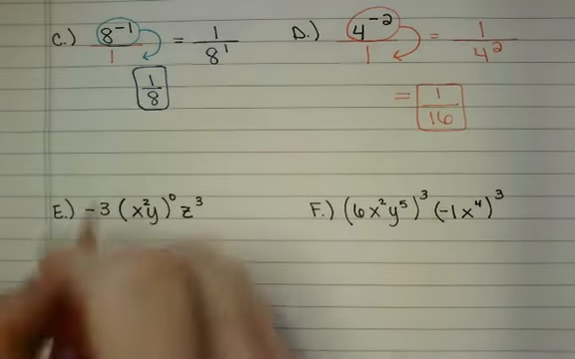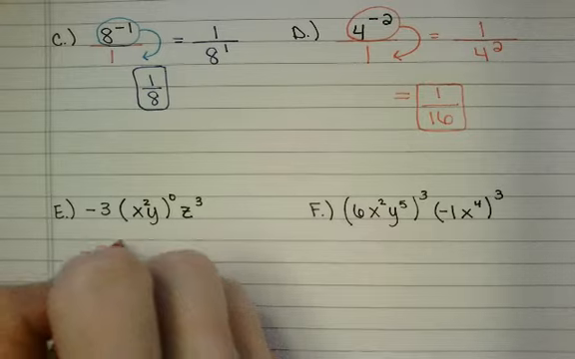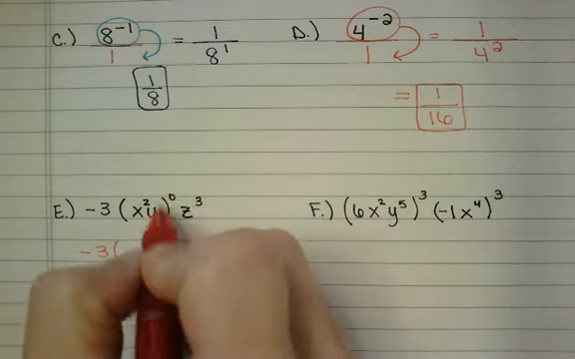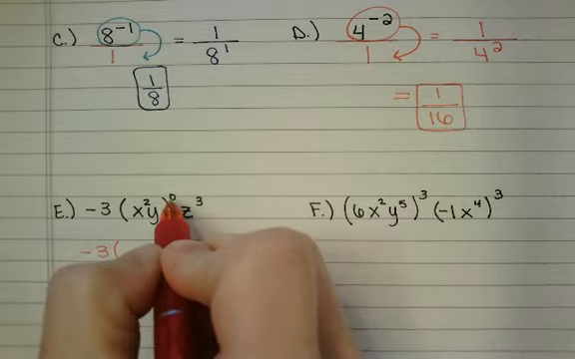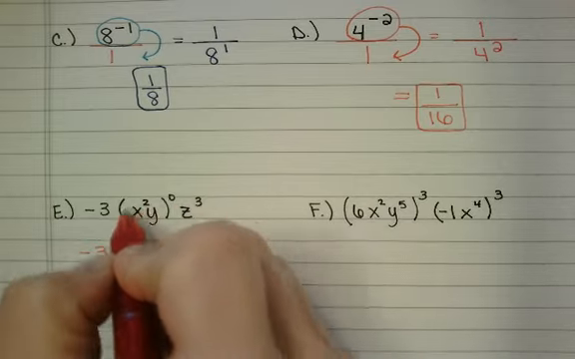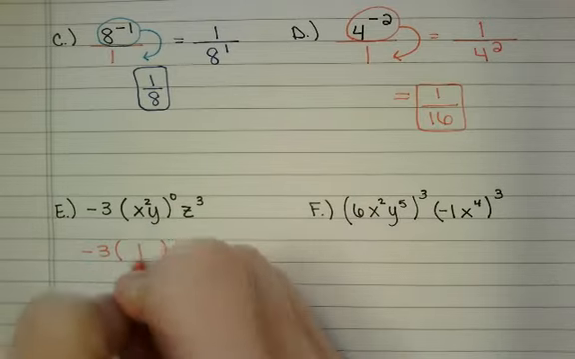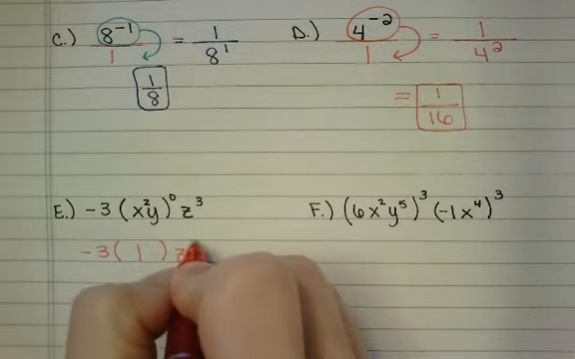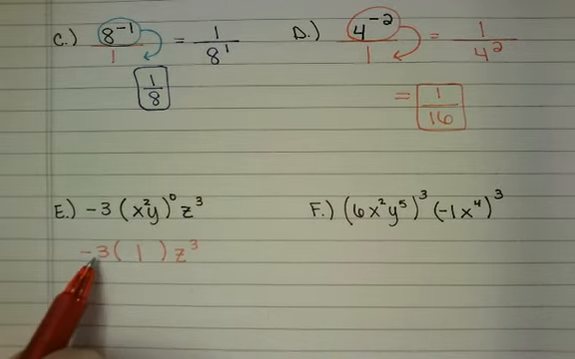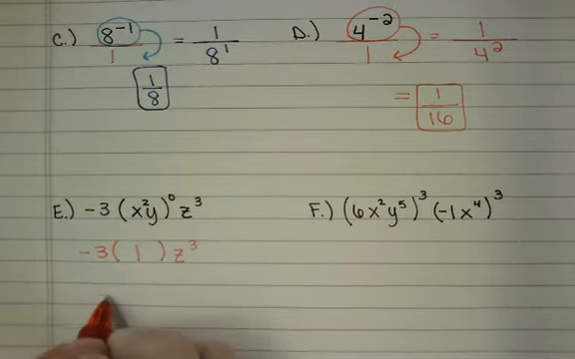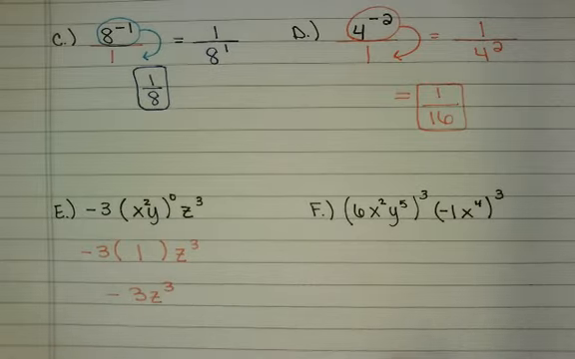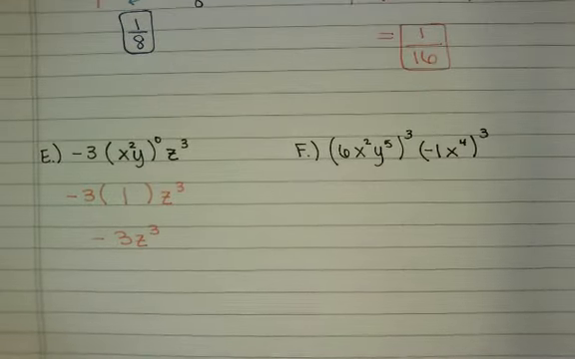All right, let's look at the next example. I have -3 times my parenthesis, and one thing that I notice is that this parenthesis is raised to the 0, and we had a property that said anything to the 0 power is 1, and then I have a z to the 3rd. And then let's just go ahead and simplify some more. -3 times 1 is -3, and then we have the z to the 3rd.